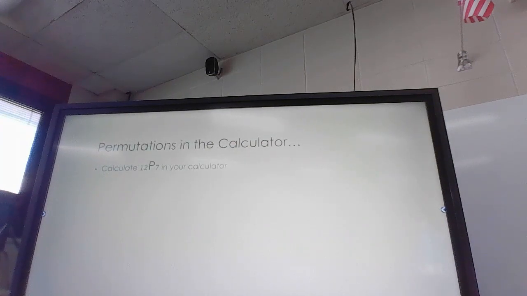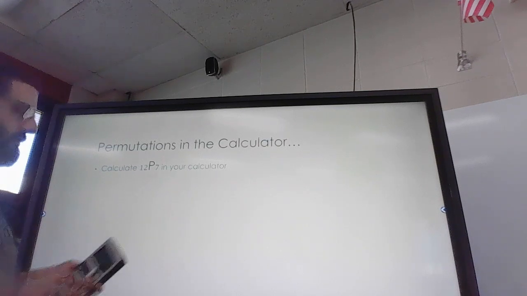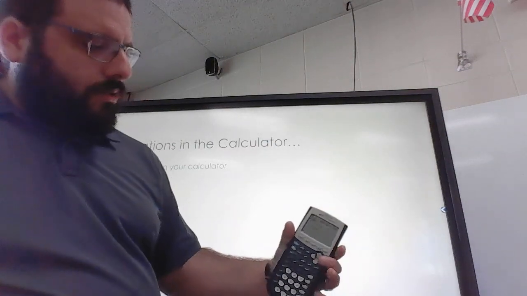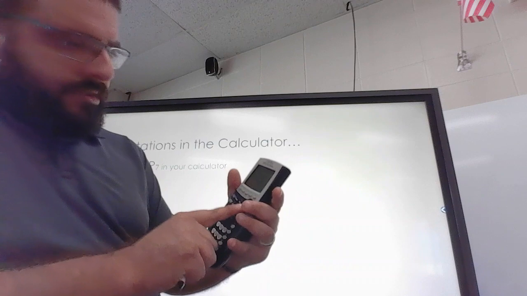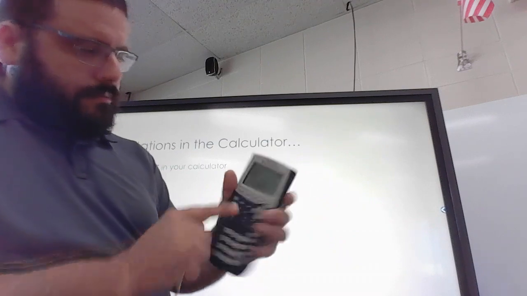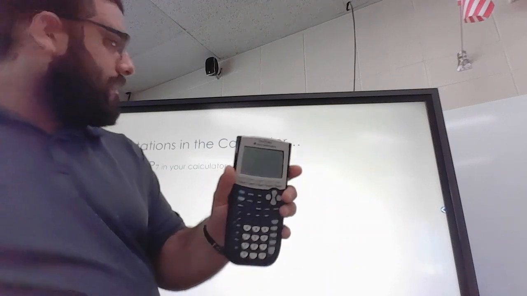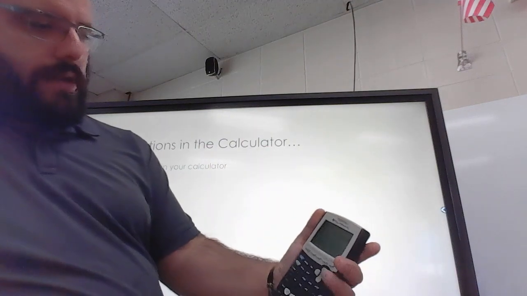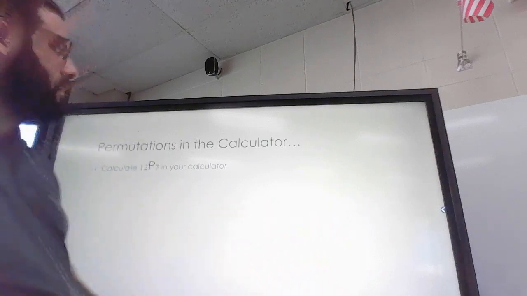Now, here's an example. Calculate 12P7 in your calculator. Again, 12, press the math button, scroll all the way to the probability section, press option 2, and then 7. And I get 3,991,680.